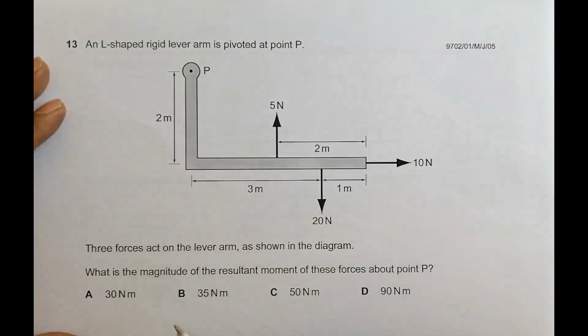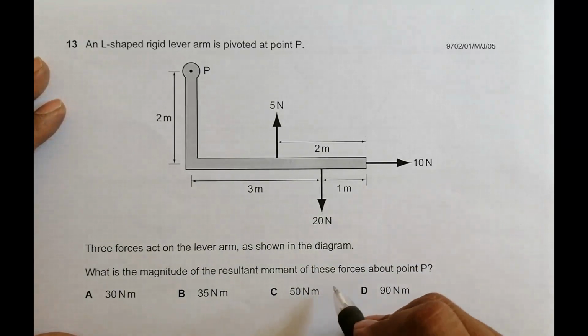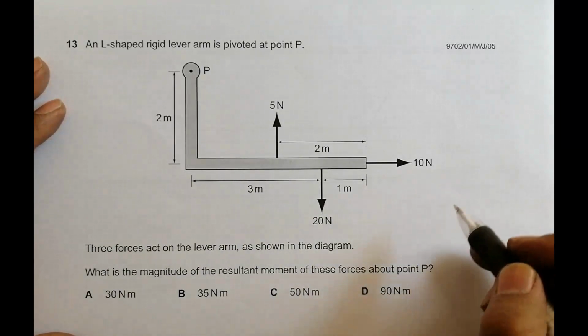All the distances are given here. What's the magnitude of the resultant moment of these forces about point P? So find the resultant moment.